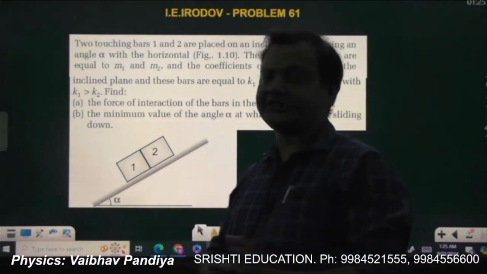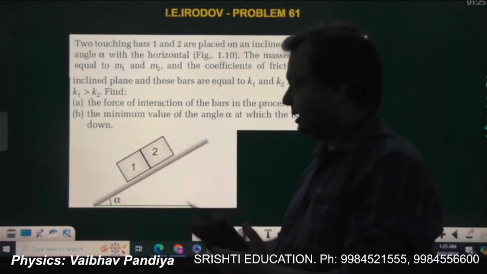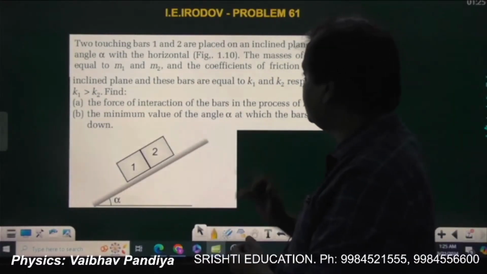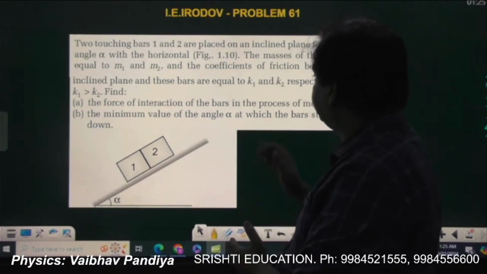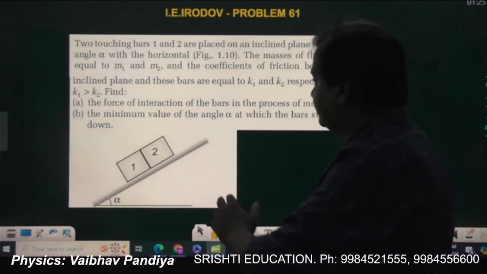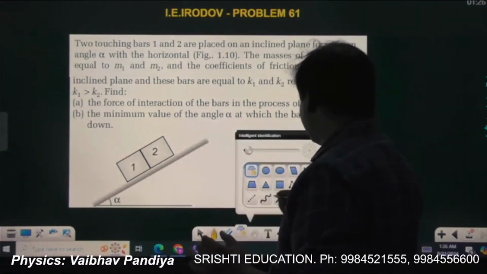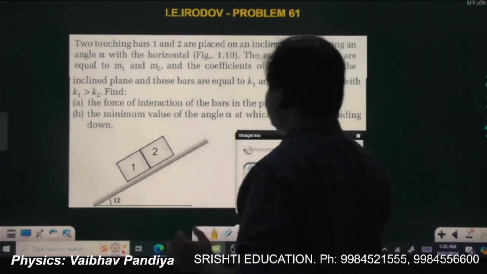Irodov problem number 61. In this problem, we have two bars or blocks, 1 and 2, of masses m1 and m2, with coefficients of friction k1 and k2, and they are sliding on a rough inclined surface. The object of the problem is, first, we have to find the force of interaction between the two blocks, that is the pressing force between the two blocks.